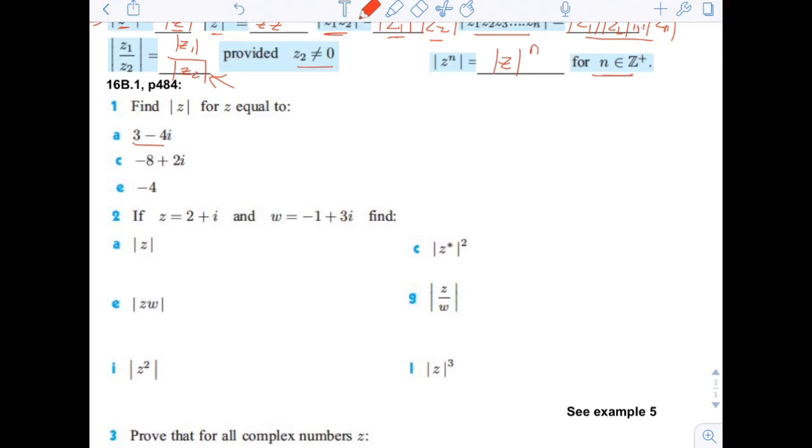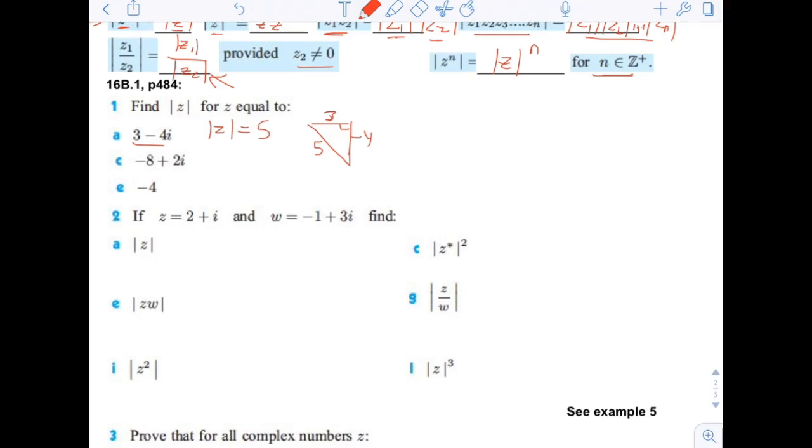Okay, all right. Find the modulus of z for z equal to 3 minus 4i. If we were to draw that on an Argand diagram, that would be 3 to the right and 4 down. Now remember, if you have a 3-4 sided right triangle, you know that the third side is 5 because of the 3, 4, 5 right triangle, right? So the modulus for a would, of course, be 5.